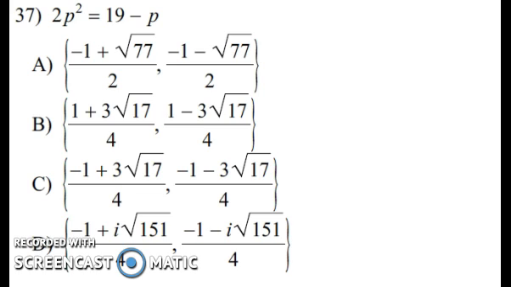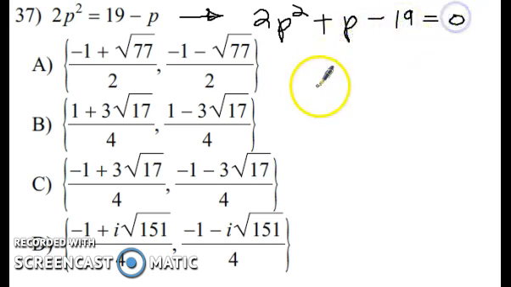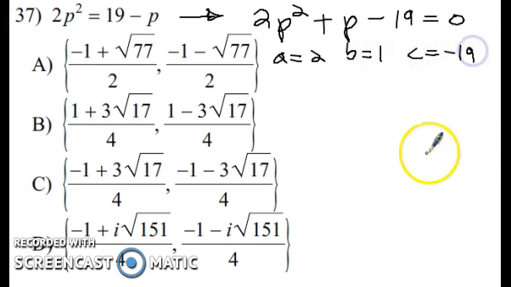Okay, so for 37, we have to start off by pulling all terms to one side so that we have a quadratic. And I'm going to subtract 19 and add 3 to both sides. That gives me 2p squared plus p minus 19. And at this point here, I'm not going to factor. I'm going to use the quadratic formula because I can see that my answers here have square roots, which means I'm going to need to use the quadratic formula with the A, B, and the C. So let's plug all those in. I'm going to put it on pause and show you what I get.